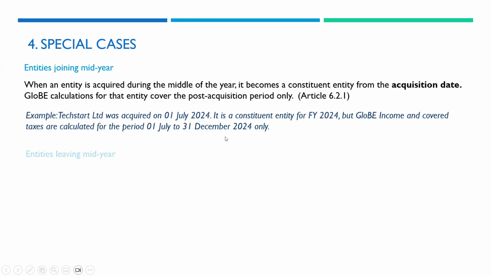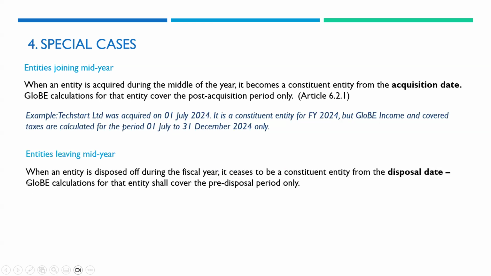Now, what about entities leaving mid-year? Same, we would only be using them for GloBE calculations till the disposal date. So let's say that instead of joining on 1st July 2024, this entity disjoined from the group, then we would include it for GloBE computations till 1st July. Till 1st July, we will be looking at whether they have paid a 15% ETR or not.